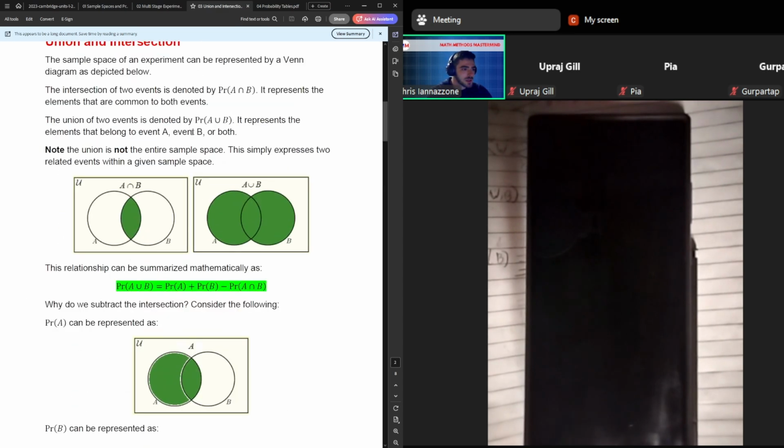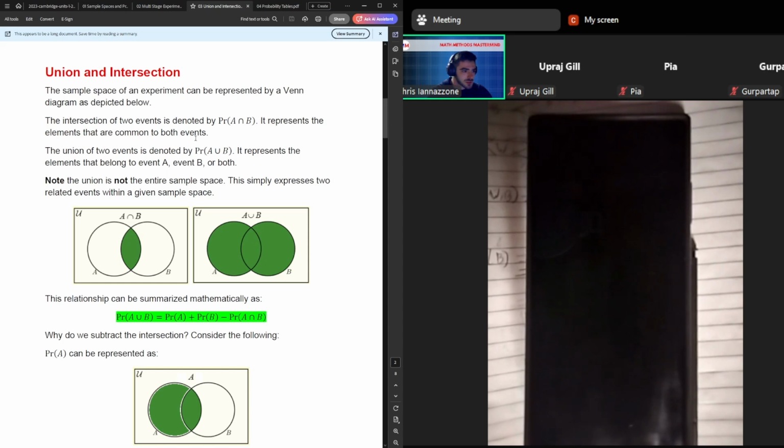Cool. Union and intersection. The intersection, as far as Venn diagrams go, is just where both sets A and B have the exact same elements, right? So it's the crossover between two sets. Whereas the union is just everything that is included in both A and B.